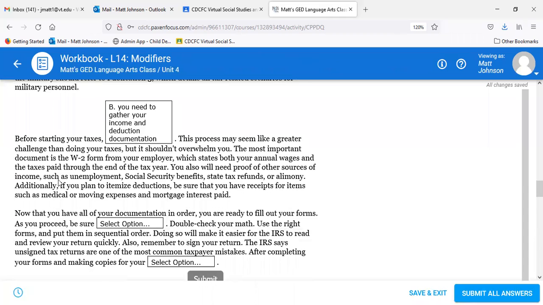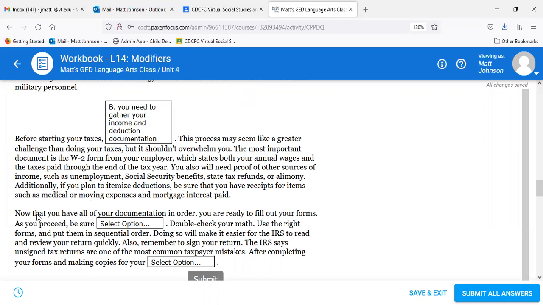And this process may seem like a greater challenge than doing your taxes, but it shouldn't overwhelm you. The most important document is the W-2 form from your employer, which states both your annual wages and the taxes paid through the end of the tax year. You also will need proof of other sources of income, such as unemployment, Social Security benefits, state tax refunds, or alimony. Additionally, if you plan to itemize deductions, be sure that you have receipts for items such as medical or moving expenses and mortgage interest paid.